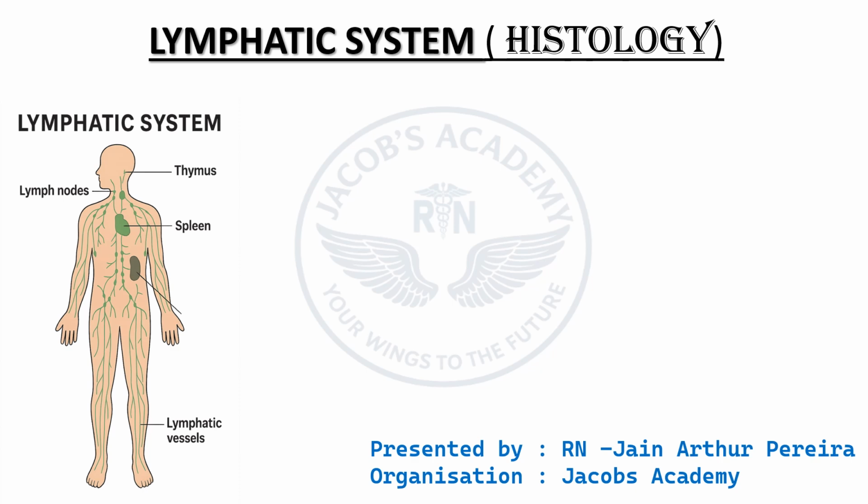Today's class we will be learning about the lymphatic system from a histological point of view. The lymphatic system is an important part of the body that helps in immunity, fluid balance and defense against infections. As you can see in the diagram, the major components of the lymphatic system include the lymph nodes, thymus, spleen and lymphatic vessels, which are distributed throughout the body.